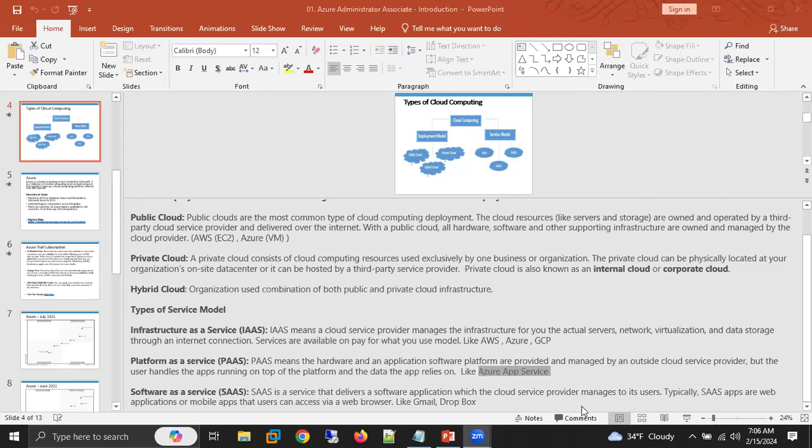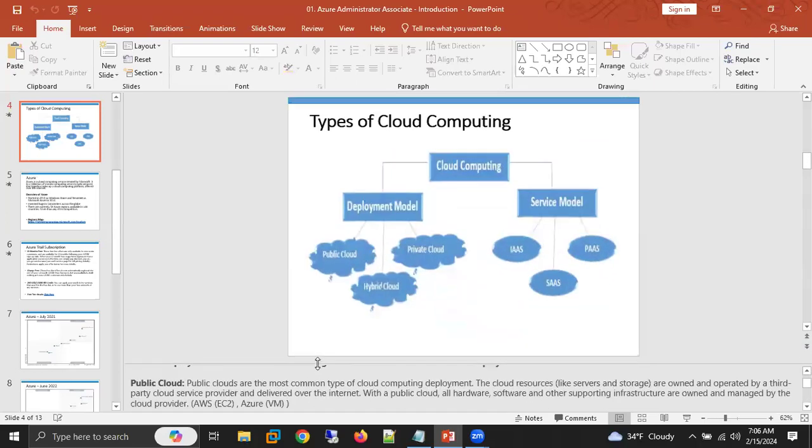So Gmail, Dropbox, WhatsApp are all software as a service. Telegram is also coming under software as a service, where we can use those services as web applications or mobile apps. We can access Gmail from our browser, even from our mobile application. Same with WhatsApp, Telegram, and Dropbox. So all these services are coming under software as a service. So these are the types of cloud computing.